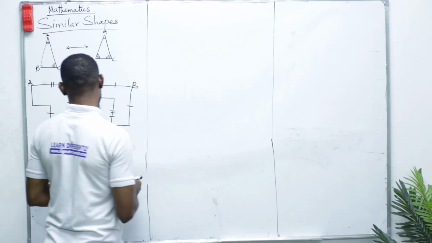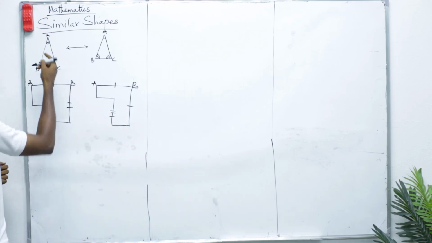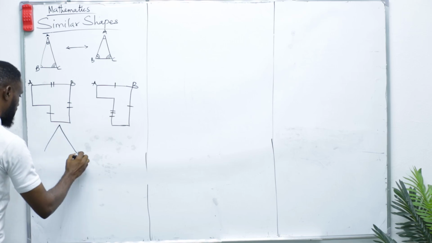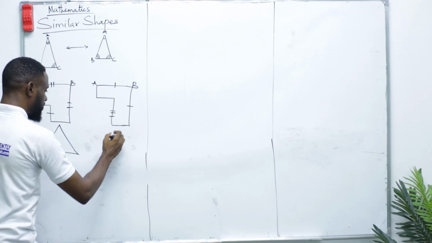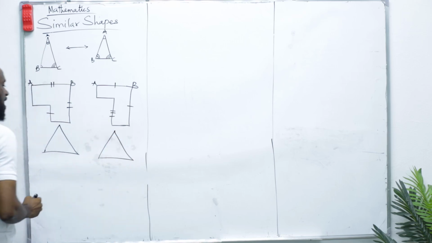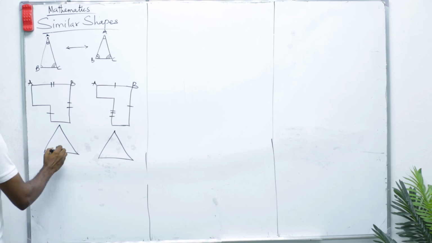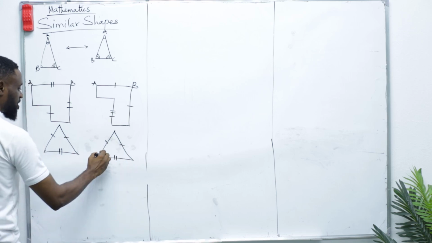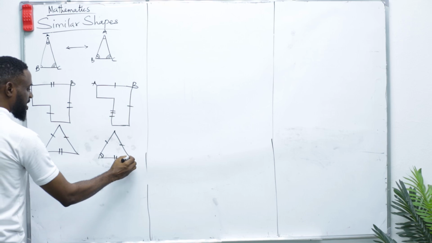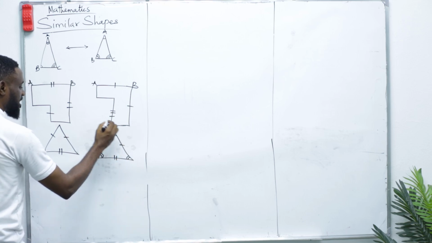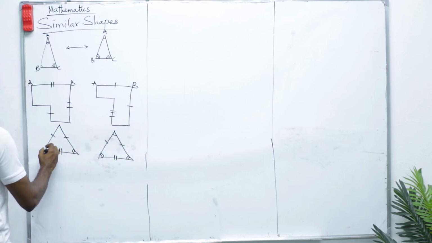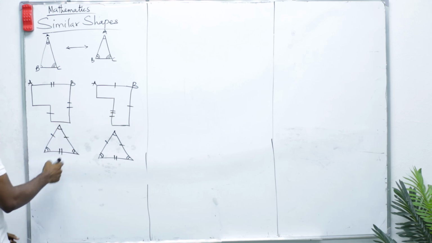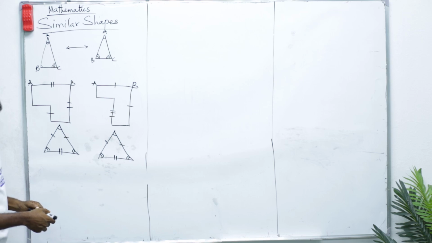How we understand this concept is, let's assume that we have this shape here, and we have this shape also here. They gave us these places, like this, here like this, and here like this. We can say that these shapes are the same, they are similar shapes.